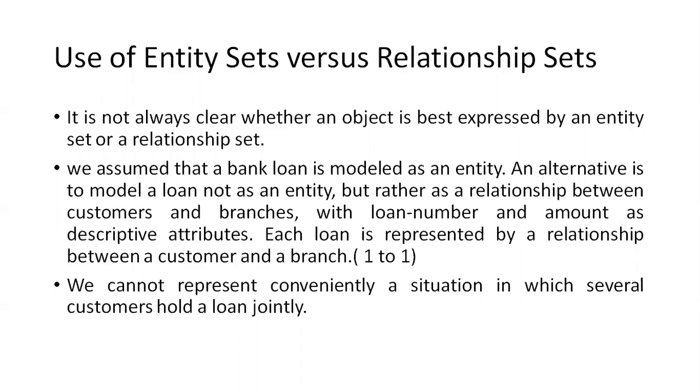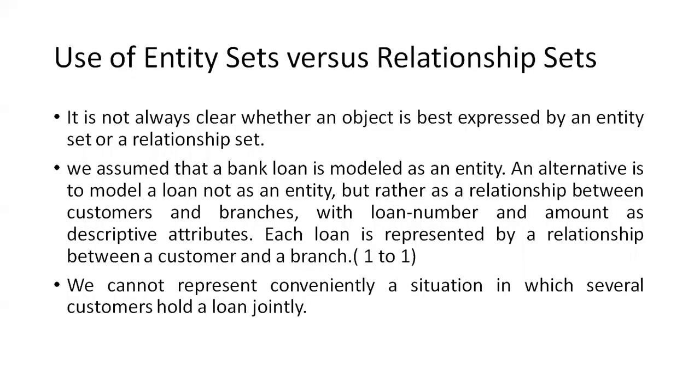Each loan is represented by a relationship between a customer and a branch, 1:1. So if you are saying we are going to use entity sets, 1:1 is to be considered. The next line will make the idea clearer. We cannot conveniently represent a situation in which several customers hold a loan jointly. In this case, it is not easy to handle conditions other than 1:1.